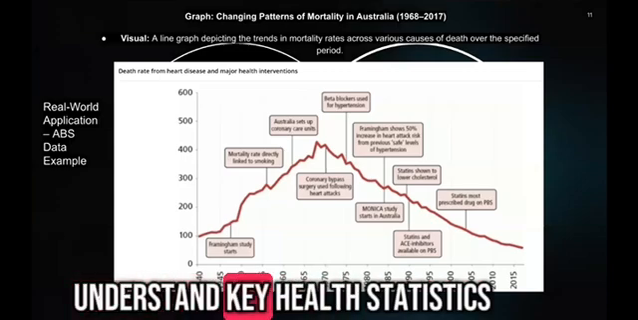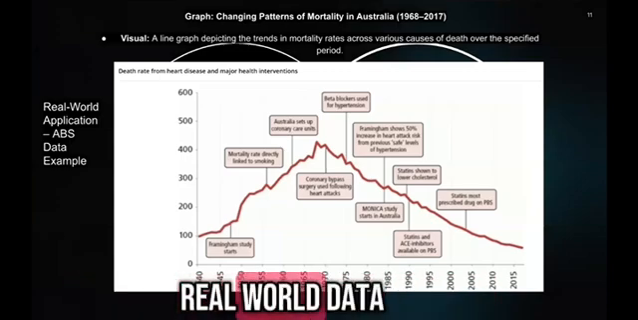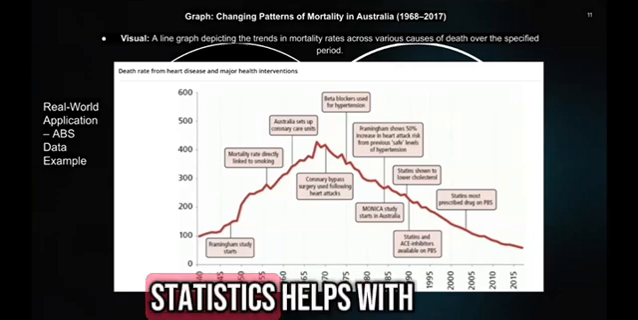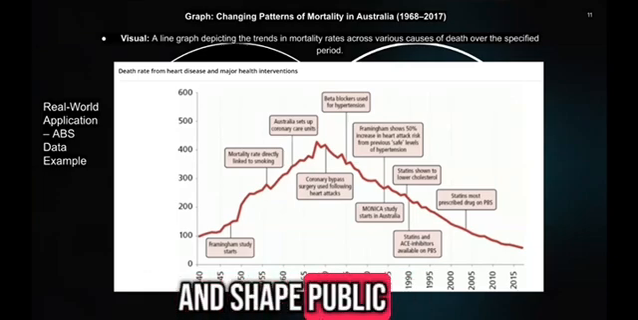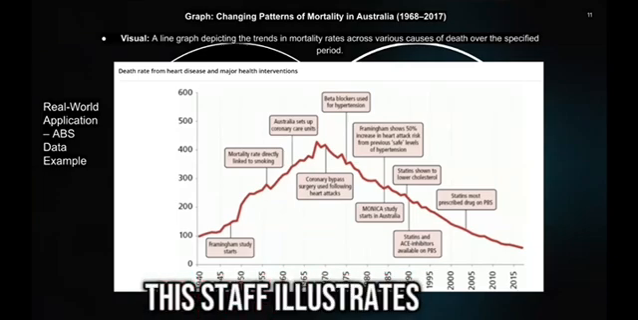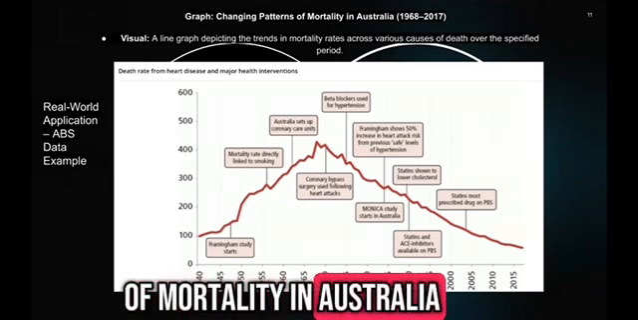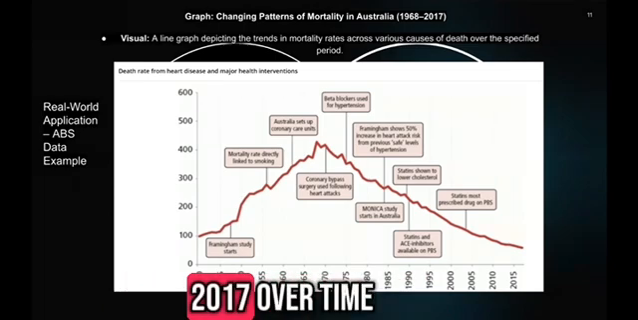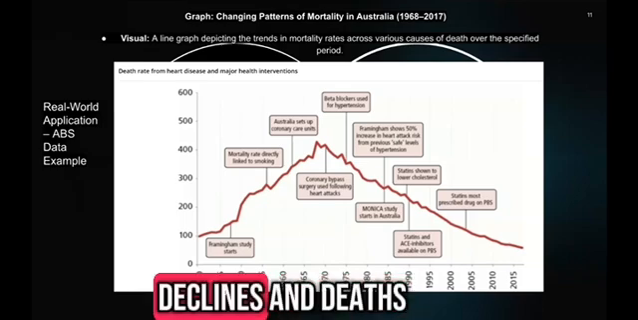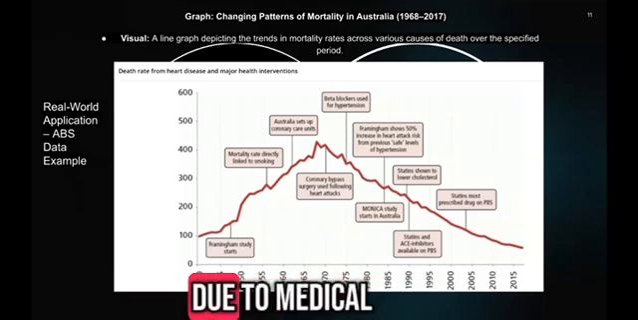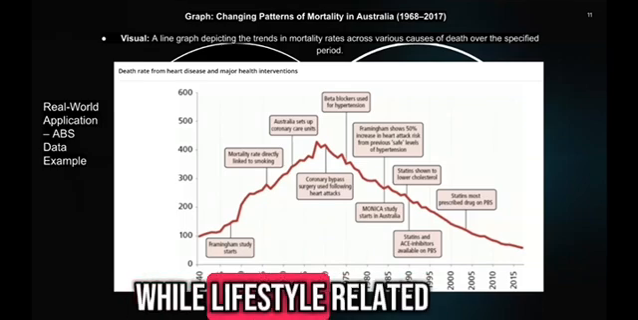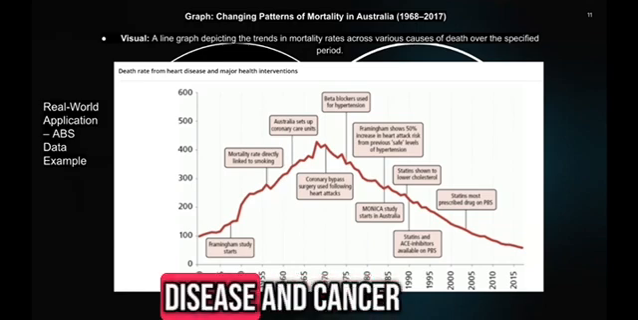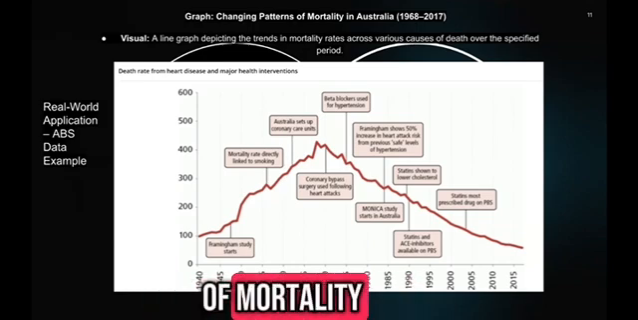Now that we understand key health statistics, let's explore how real-world data from the Australian Bureau of Statistics helps us analyse health trends and shape public health decisions. This graph illustrates the changing patterns of mortality in Australia from 1968 to 2017. Over time, we've seen significant declines in deaths from infectious diseases due to medical advancements, while lifestyle-related conditions such as heart disease and cancer remain leading causes of mortality.